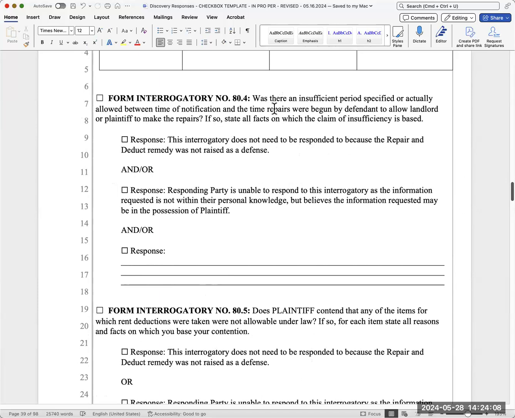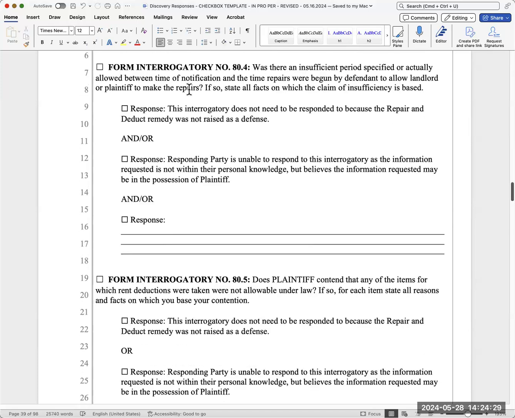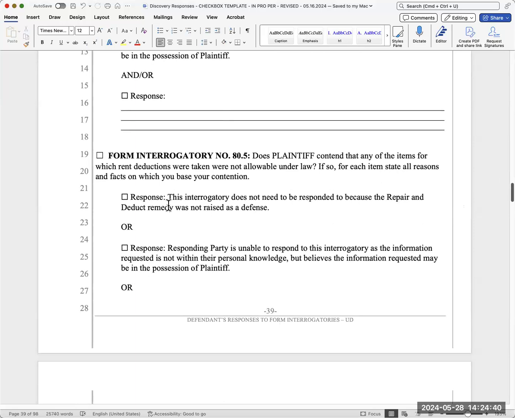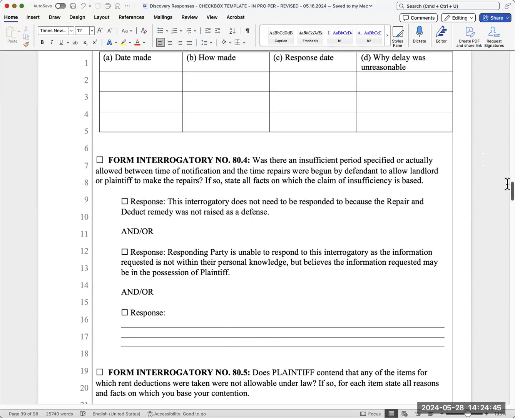You didn't check it off in your answer, so you check here. 80.4 is asking, was there an insufficient period specified or actually allowed between the time of notification and the time repairs were begun by defendant to allow landlord or plaintiff to make the repairs? 80.5, does plaintiff contend that any of the items for which rent deductions were taken were not allowable under law? If you did raise repair and deduct as a remedy, then you're going to answer some other way down here. But if you didn't check it, which is most common, this doesn't happen very often.